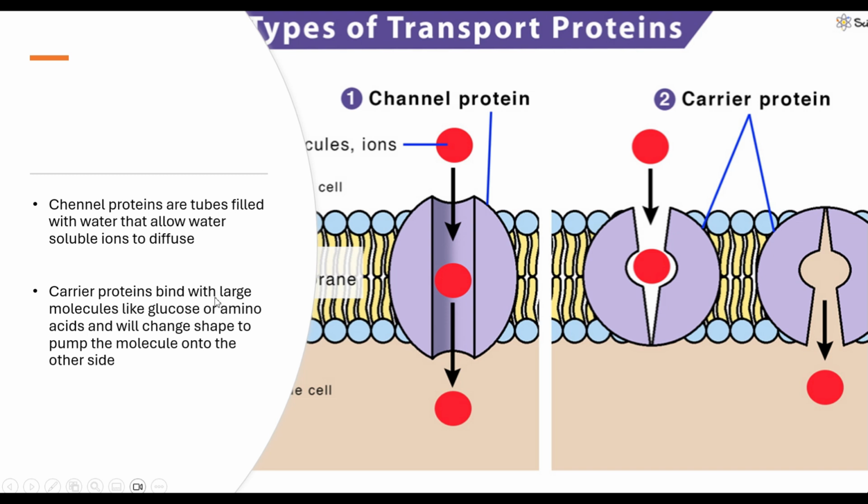That's called facilitated diffusion. Normal diffusion would just be moving across the barrier, like the lipid-soluble ones. But this is facilitated because it needs the channel protein to do it. Then carrier proteins are involved in things like active transport. Carrier proteins bind with large molecules like glucose or amino acids and change shape to pump the molecule onto the other side, using energy, using ATP.